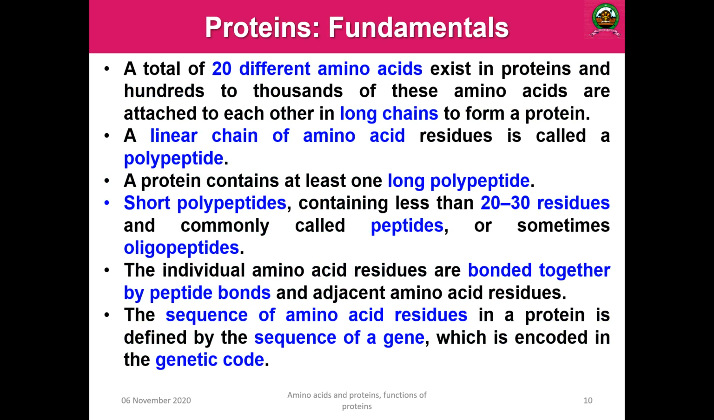The individual amino acid residues are bonded together by peptide bonds, adjacent amino acid with adjacent amino acid residues. And this sequence of amino acid residues in a protein is defined by the sequence of a gene. The sequence of amino acids in a particular protein came from the sequence of the gene which encodes the genetic code.